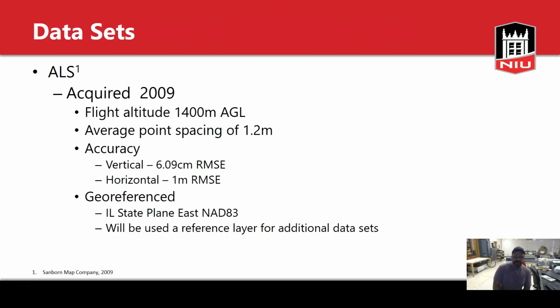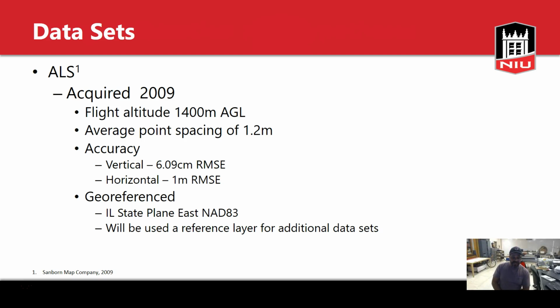Okay, what we're going to need to do is deal with our data. These are our data sets. The first one is the ALS data set, the Airborne Laser Scanning set. It was acquired in 2009, professionally acquired by the Sanborn Map Company. The flight altitude of it was 1,400 meters. Average point spacing on the ground for their returns was 1.2 meters, which is not a lot. So there's a lot of gaps in coverage, so it can make it kind of hard to really get a good estimation of the trees with this one.